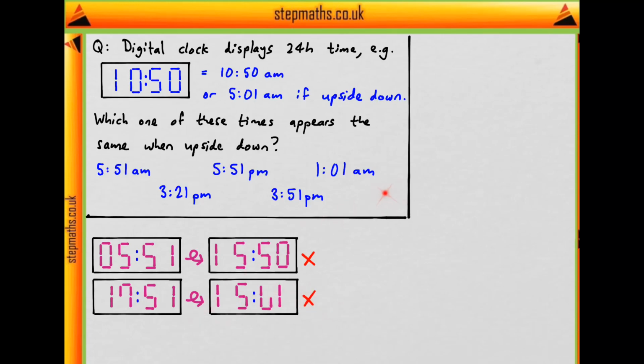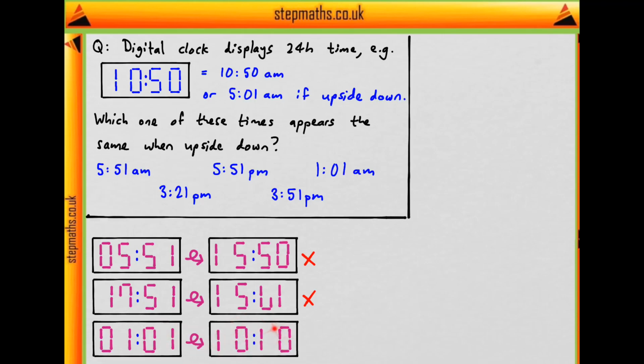If we carry on, what about 1:01 AM? That looks like this in the display. Now, if you turn it upside down, what does it become? It looks like 10:10. So this doesn't work. If it were 10:01 or 1:10, it would have worked, but unfortunately this doesn't.